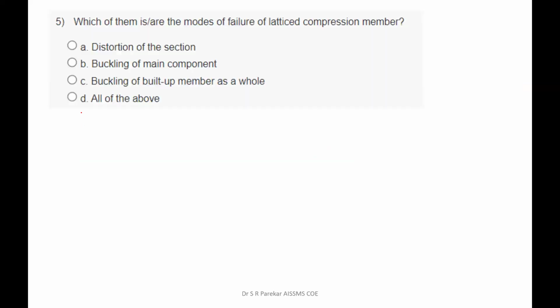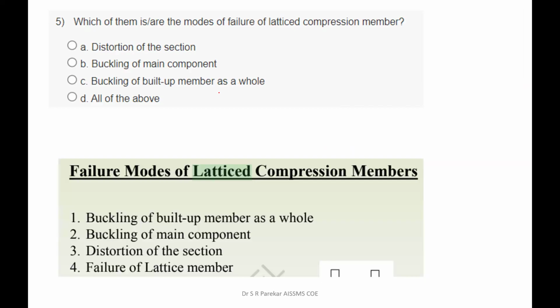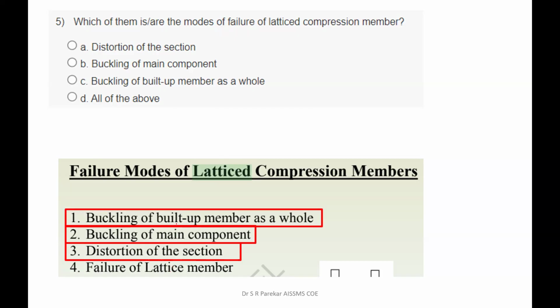Now go to question number 5. Which of them are the modes of failure of lattice compression member? Now here, failure modes of lattice compression members. Given are distortion of cross section, so you can see distortion of cross section is a failure mode. Then buckling of main component is also a failure mode of lattice compression member. Then we have buckling of built up members, that is also a failure mode. So the answer is all of the above are failure modes, that is D.